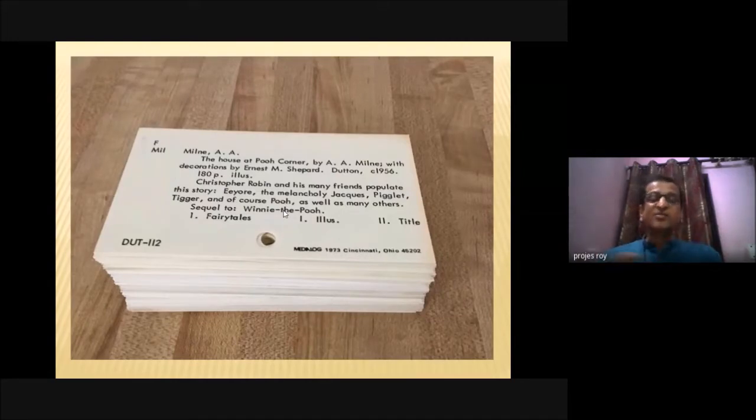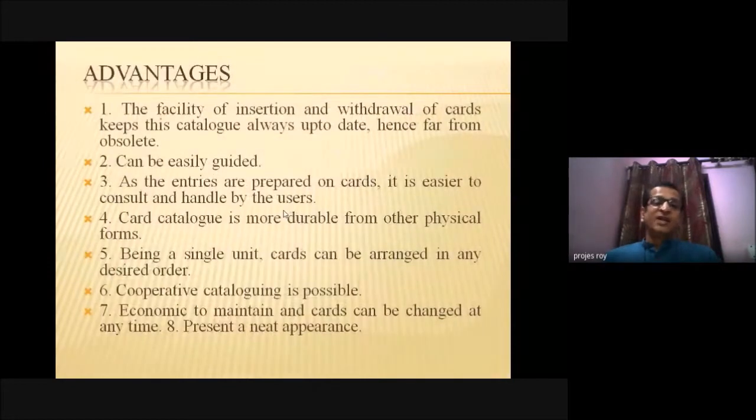Sometimes it's arranged by the surname of the author, the title of the books, or the subject heading of the books, and it's a very handy kind of thing, kept in a wooden box. The advantages of that: it's very easy to handle and can easily be guided. Its entries are prepared on the card. It's easier to consult and handle, and it's durable also. It's a little thicker than the normal sheet. And being a single unit, cards can be arranged in any desired order.